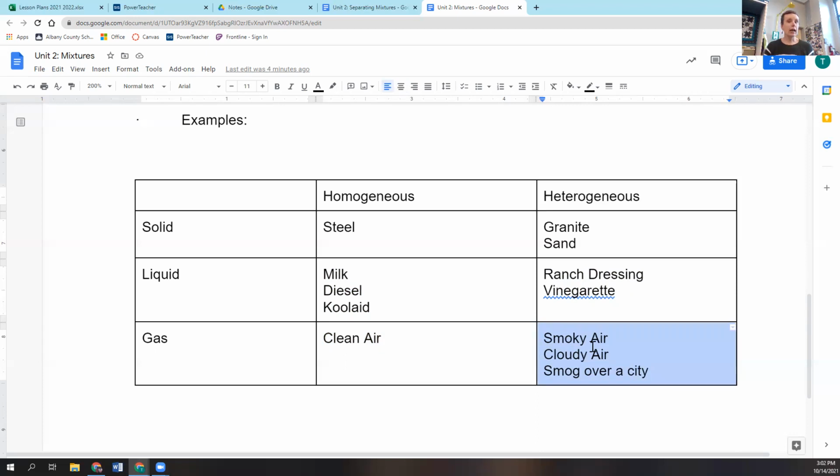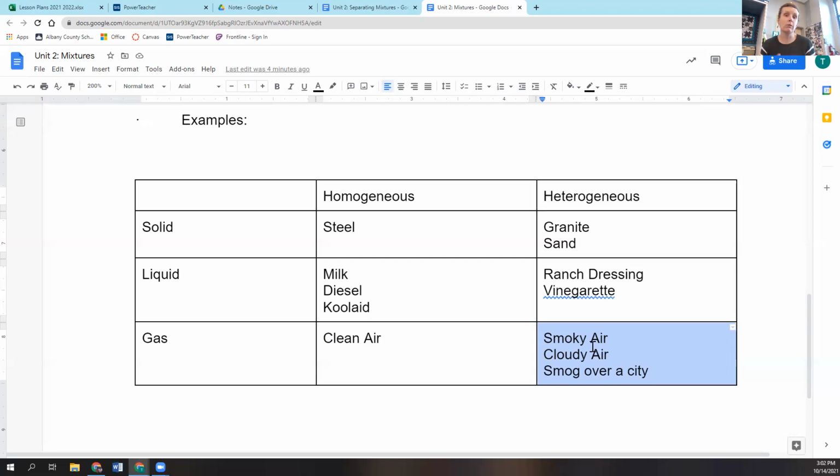Okay, cloudy air. We look outside, we see the clouds up in the sky. That is technically still gas. It's water vapor collecting together up there, but it is still gas form because it's vapor, and that makes it heterogeneous because we can see that difference.